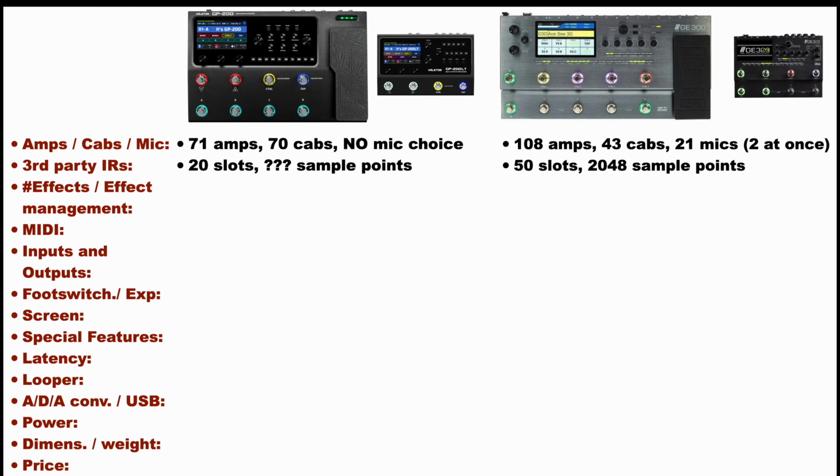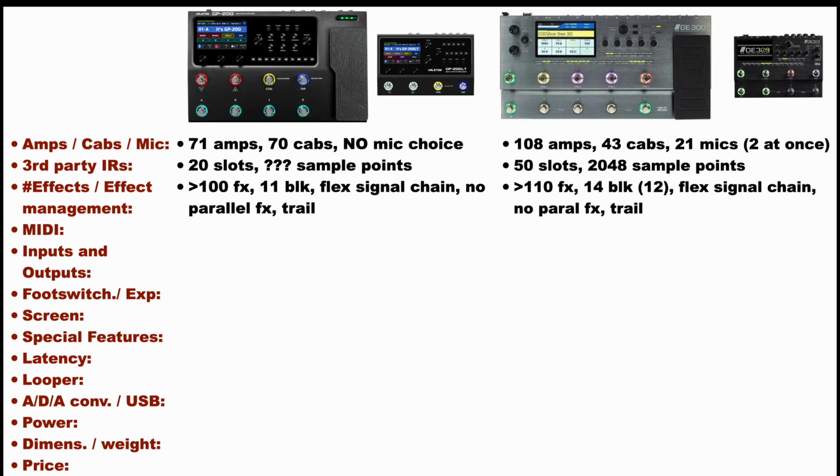Let's now talk about effects and effect chain management. The GP200 offers more than 100 effects arranged in 11 blocks, amp and cab included and external loop excluded. You can put these blocks in whatever order you want, with no possibility to have parallel effects. In the G300 we have more than 110 effects distributed in 14 blocks, amp, cab, synth, tone capture included and loop excluded, and we have 12 blocks for the G300 Lite. You can put these blocks in whatever position you want. Neither of the two units offers the possibility to load parallel effects.